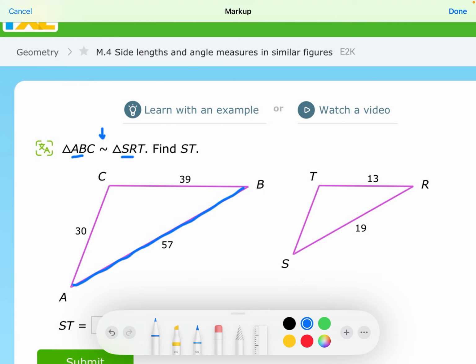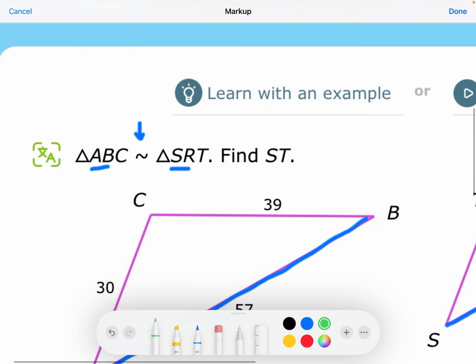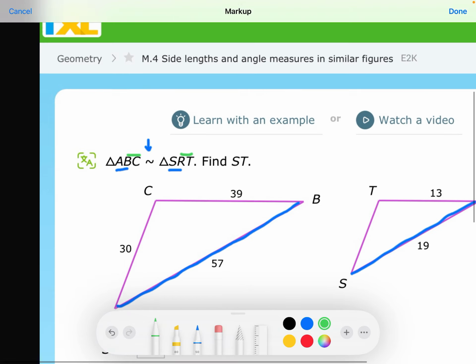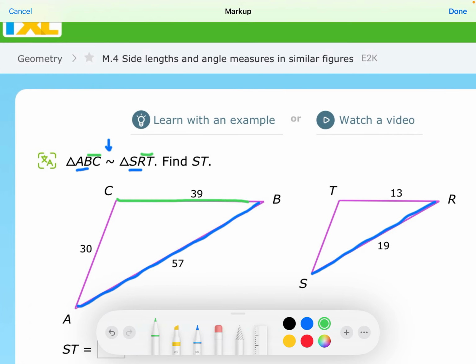So AB goes to SR. Then B and C should line up with R and T since they're the two last letters. So B and C line up with RT, which means that my last side of AC lines up with ST, which makes sense because A and C is the beginning and end, S and T is the beginning and end, right? So that's what I want you to use the very beginning of the problem for, okay? Just kind of make sure you know what goes with what.